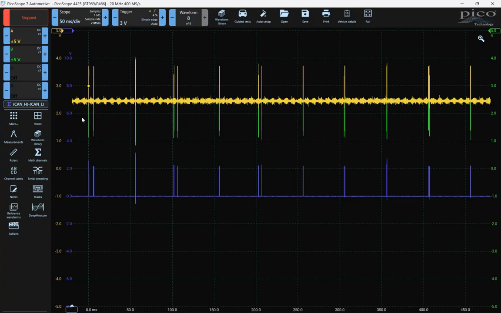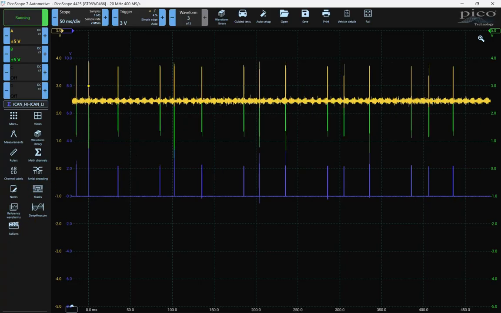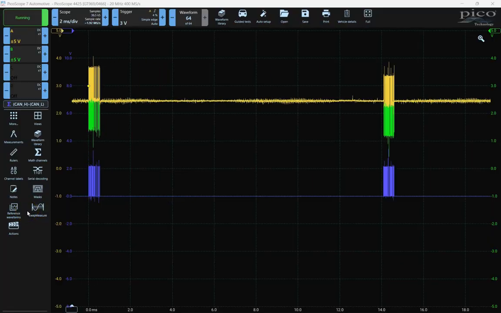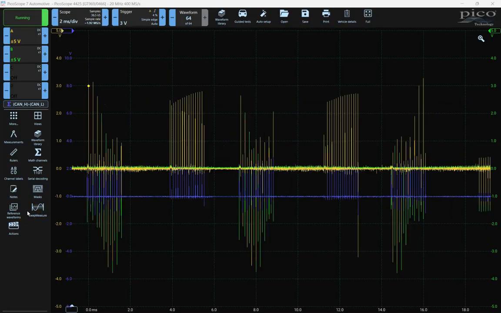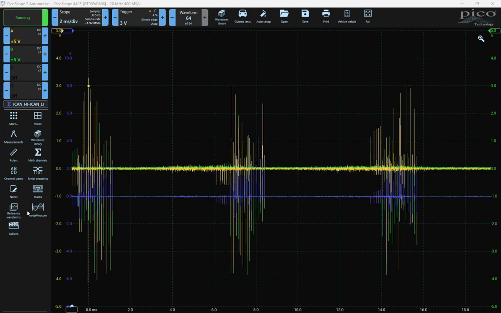So what I'm going to do is introduce a short to ground of CAN high. I'm going to let you see what that looks like, and then I'll introduce a short to ground of CAN low, and we'll compare those on this passively terminated network. Okay, so this will be a quick short. I'm going to short CAN high to ground. You can see that pattern looks really ugly.